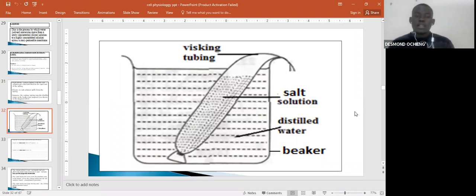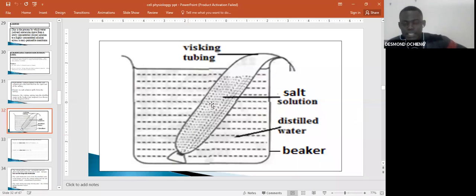Look at this now. This is our diagram. You did something similar to this in one of the experiments you did in Form 1. And this is a beaker which contains water. And this is our visking tubing. And as you can see at this point, I hope you can all see, look at my cursor on the screen, one of the ends of the visking tubing is tied using a rope.